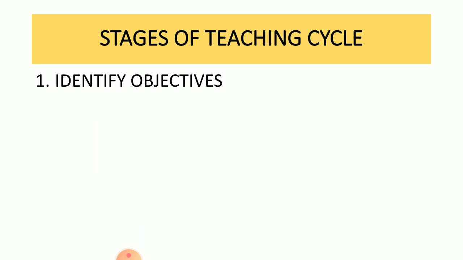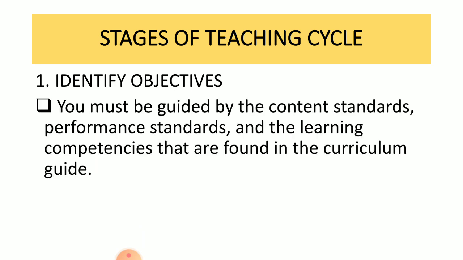The following describes each stage of the teaching cycle. 1. Identify objectives. What knowledge and or skills do the students need to learn? You must be guided by the content standards, performance standards, and the learning competencies that are found in the curriculum guide.